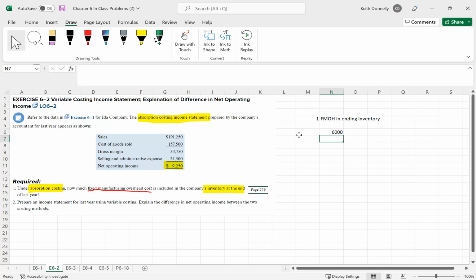In other words, when I pulled up the balance sheet, I saw the ending inventory, and I'd say, hey, $6,000 of that amount is going to be fixed manufacturing overhead. We're using absorption costing. All of the costs are being absorbed into it.